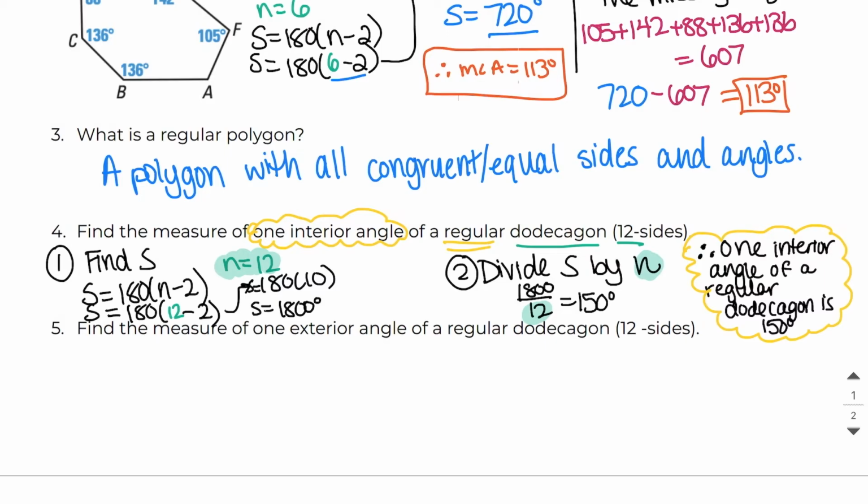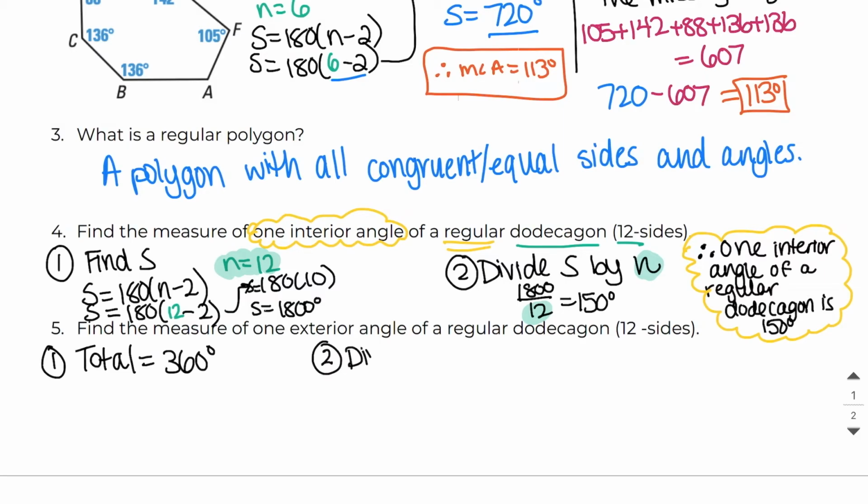Well, what do the exterior angles add up to? What's the total of our exterior angles? It's 360. No matter what, the exterior angles of any shape, no matter how many sides it has, are always going to add up to 360. So step one, I want to find the total, but it's already given to me. I already know it's 360. I don't have to do any calculations for that for exterior angles.